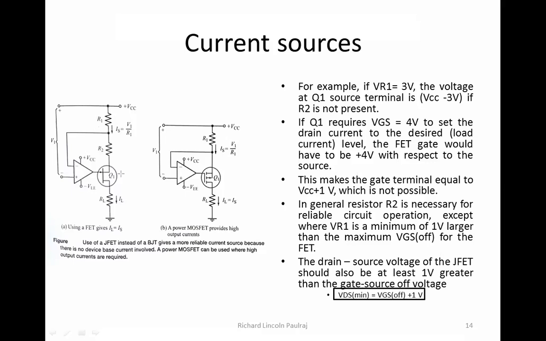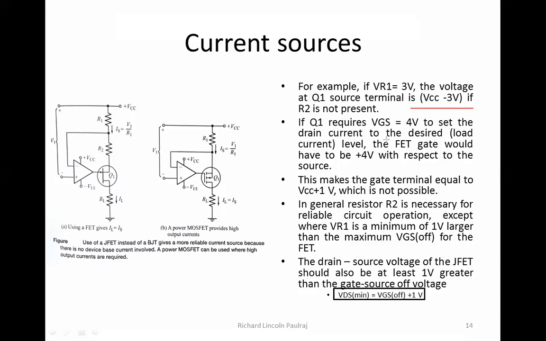If R2 is not present, this is going to happen. What is going to happen? We are going to see that it's going to be VCC minus 3 volts. Or let us say R2 is present, then that minus factor is not going to happen. If Q1 requires VGS equal to 4 volts, so if I want this to be maintained at 4 volts, just like how we saw for the BJT, how we made it plus 3 volts, right? We had taken that configuration, that equation where we are adding plus 3 volts.